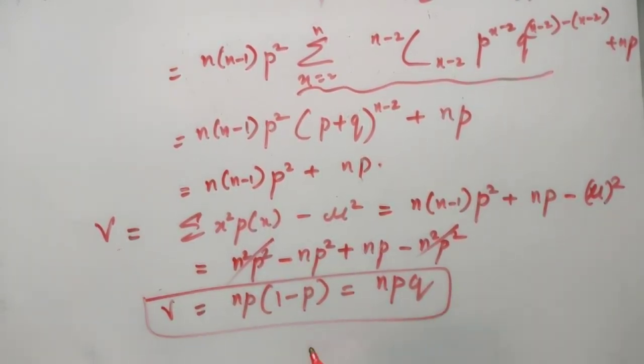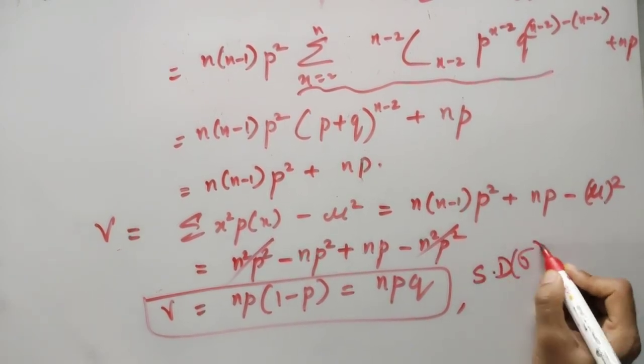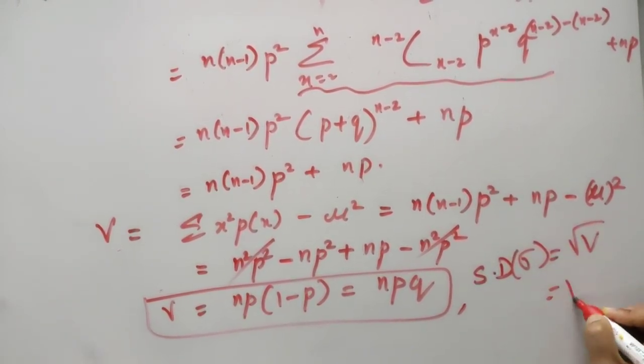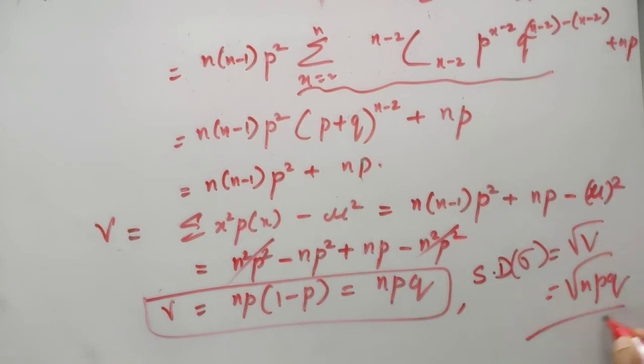Okay, I want the standard deviation SD. The standard deviation SD, which is sigma, is the root of the variance. It will be root of npq. I hope this is clear to all of you. This completes the solution for this derivation of the mean and the SD of the binomial distribution. Continue in my next session.